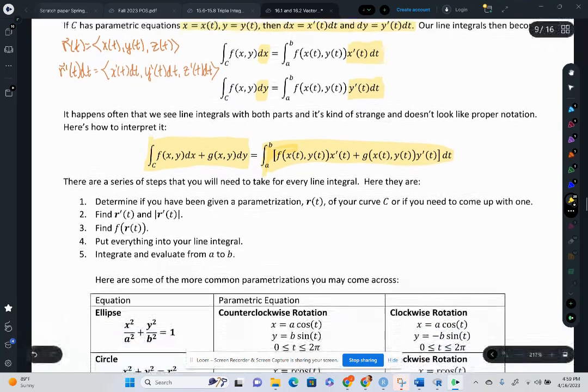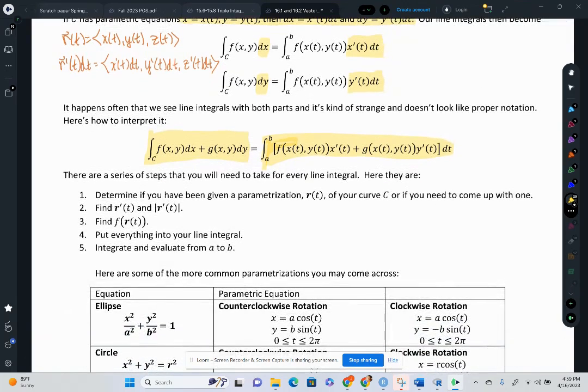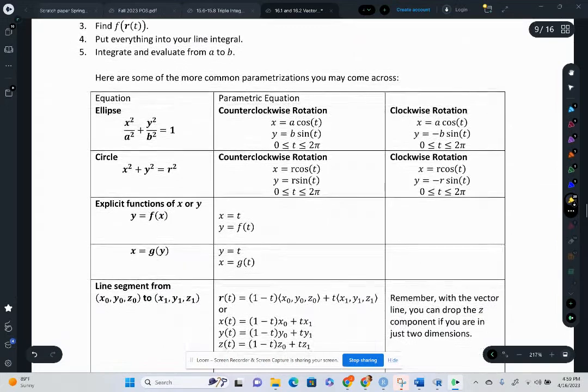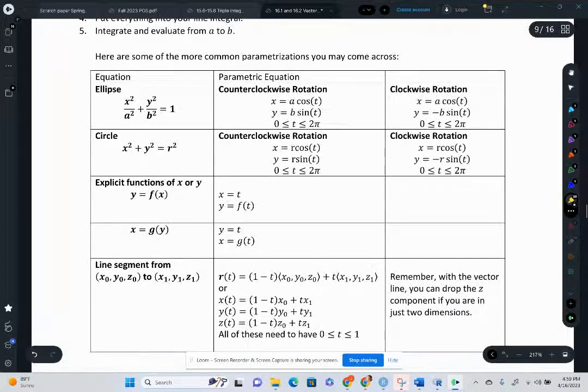So first, here are your steps. You're going to determine if you have been given a parametrization r of t of your curve C, or if you need to come up with one. Before I go into step 2, I want you to look at this table. We have some common parametrizations that you could come across.